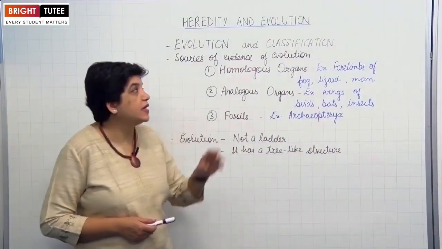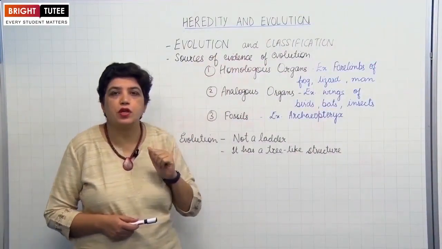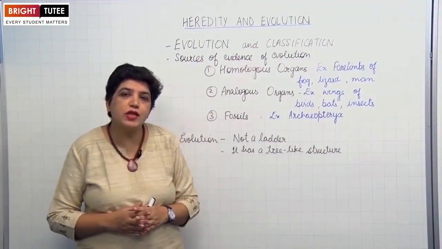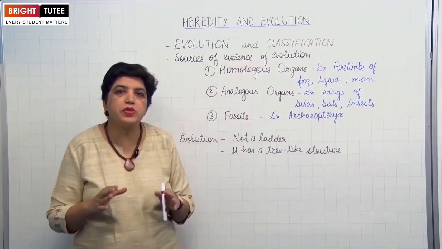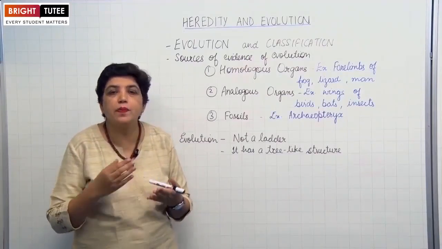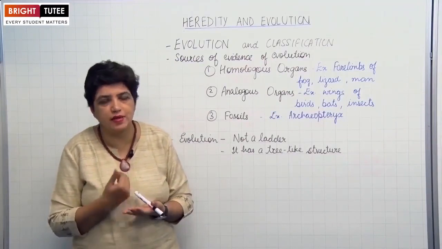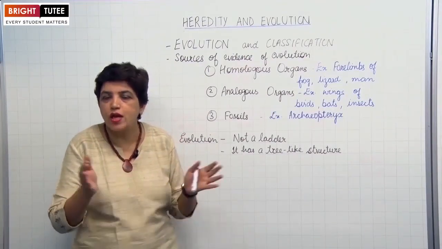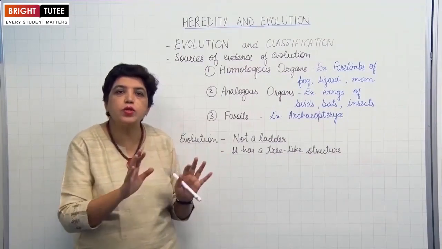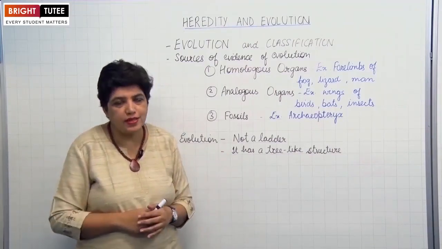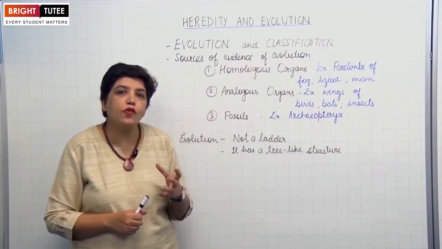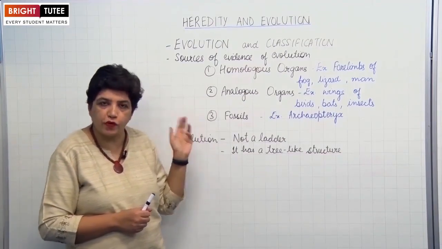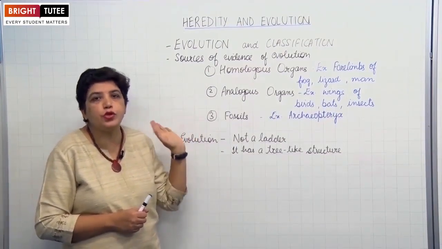The next topic is evolution and classification. How are they related? As you know, classification is dividing the organisms into groups and subgroups depending upon their similarities and dissimilarities. Those organisms which have similar characters or features are placed in one group, and those which are different are placed in separate groups.